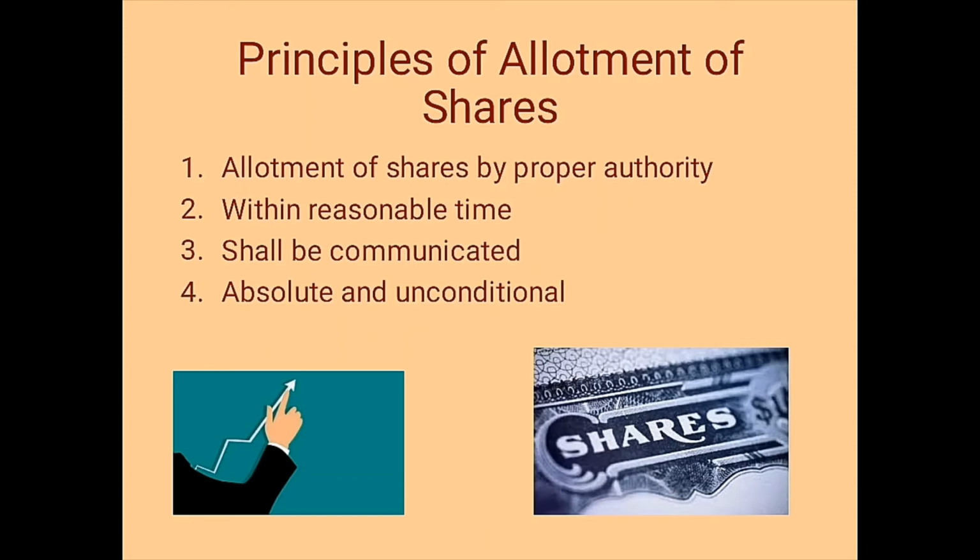Third, shall be communicated. It is primary that there must be communication of the allotment to the applicant. Posting of a properly addressed and stamped letter of allotment is considered as sufficient communication even if the letter were to be delayed or lost. Fourth, absolute and unconditional. As per the terms and conditions of the applicant, the allotment must be absolute and unconditional. Thus, where a person applies for 400 shares on the condition that he would be appointed a cashier of a new branch of a company, it was held that he was not bound by any allotment unless he was so appointed.